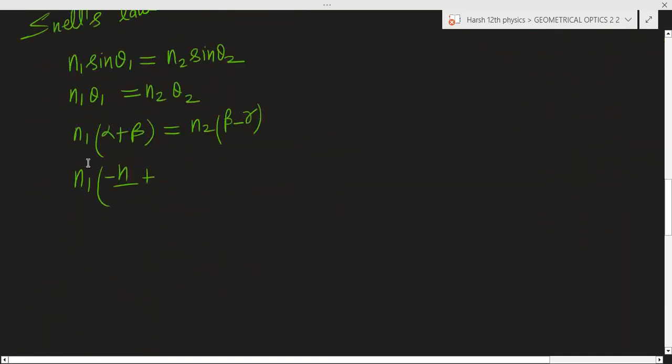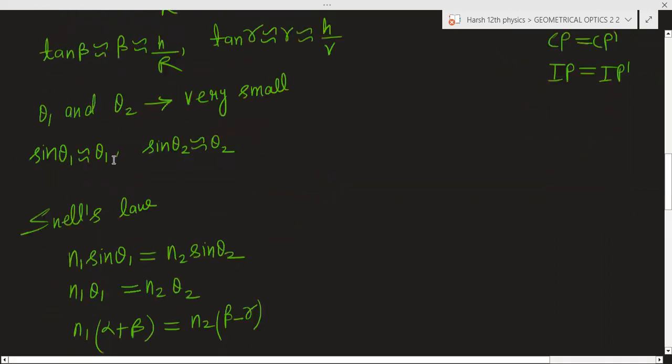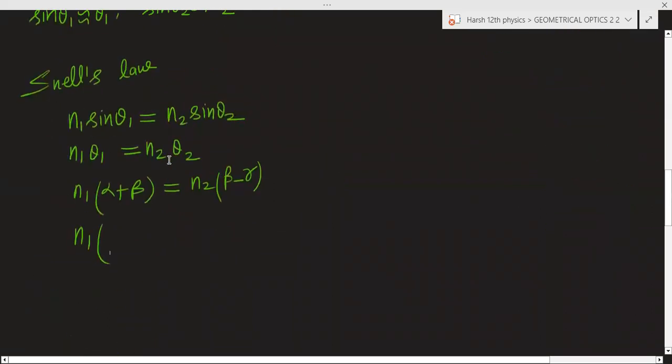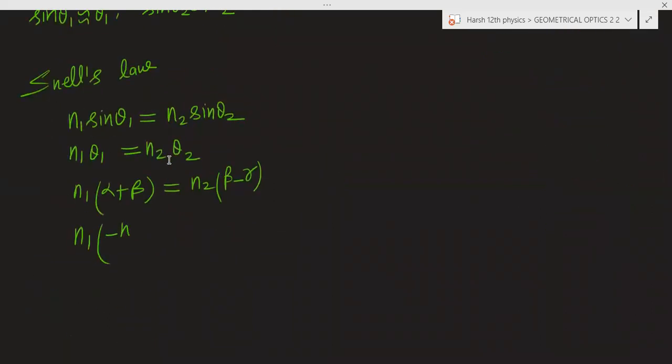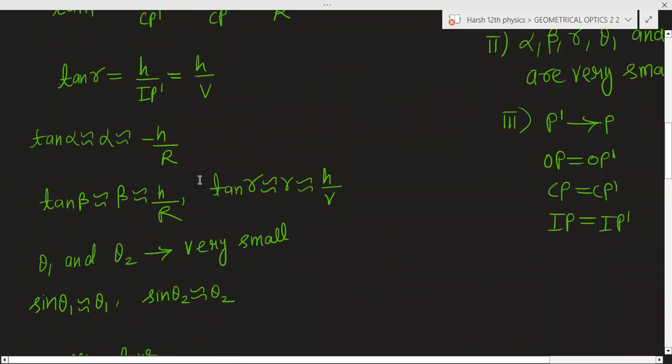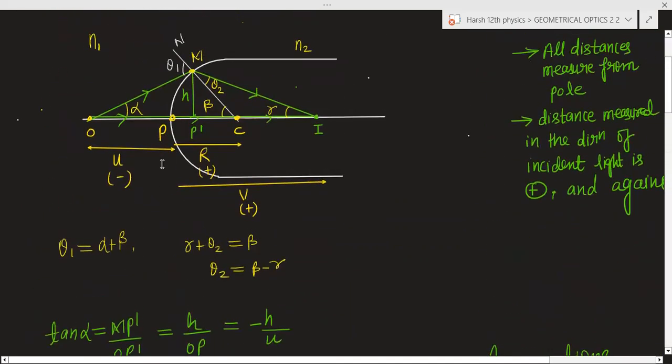Just a minute, I am getting confused. Alpha is, see here, minus h by r. Minus h by r plus what is beta? Beta is also h by r. How can it be possible? Just a minute. We have done some mistake. Beta is h by r. It's fine.